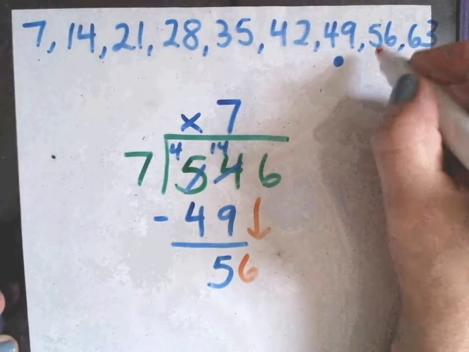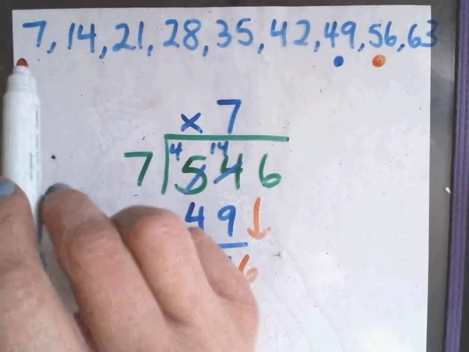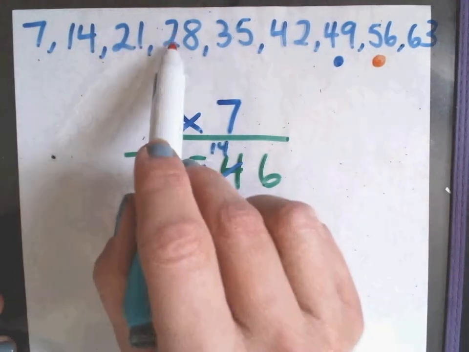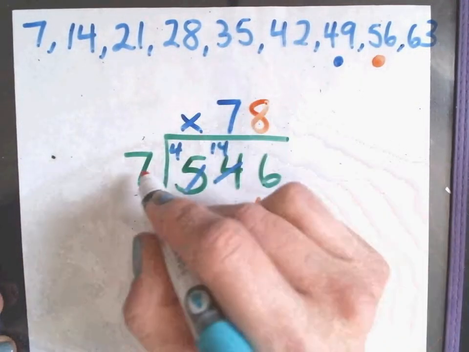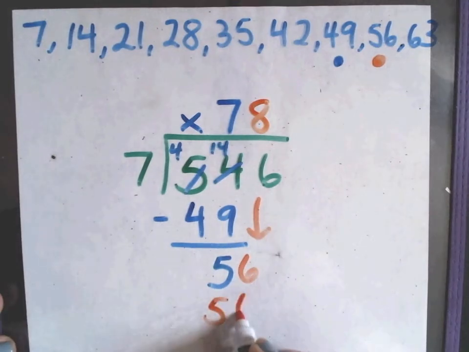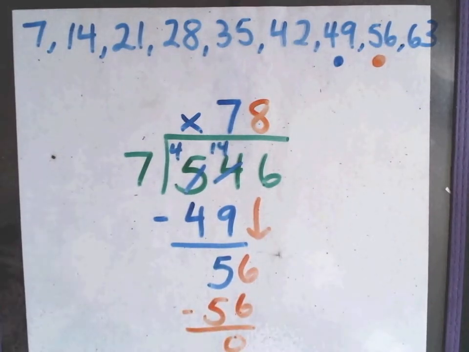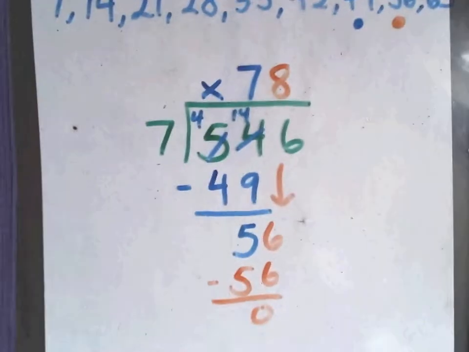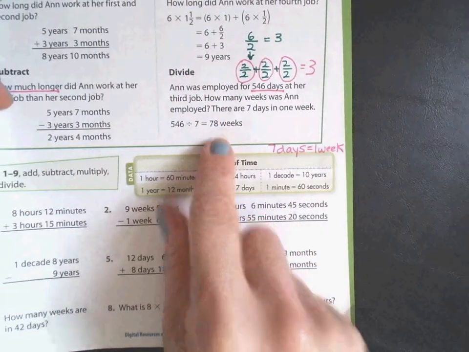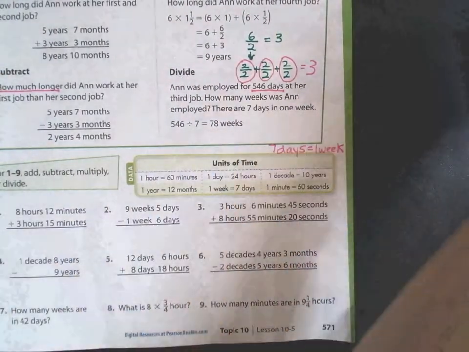And if I look at my skip counting, I can see I can get exactly 56. So that would be 1, 2, 3, 4, 5, 6, 7, 8 would be my up number. 8 times 7 is 56, and 56 minus 56 is 0. So that is how they got the 78, which is right here, 78 weeks.